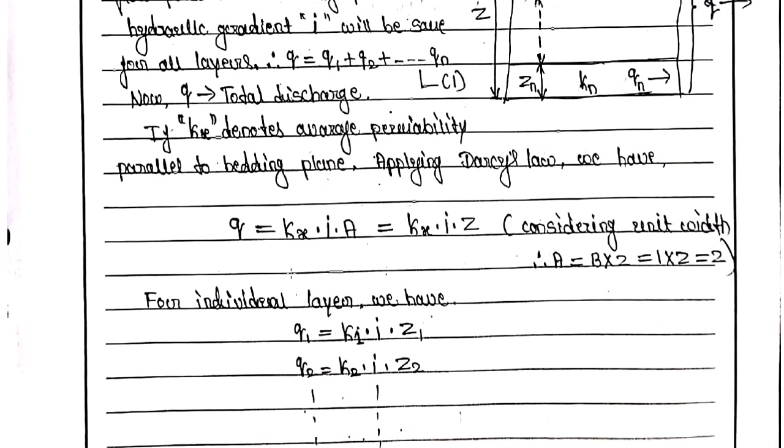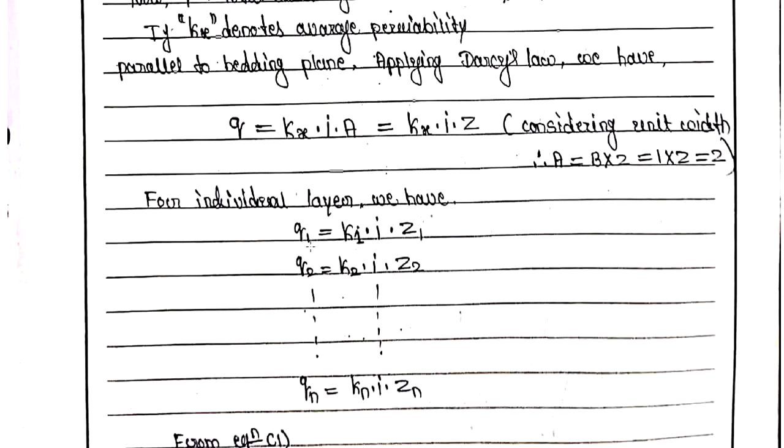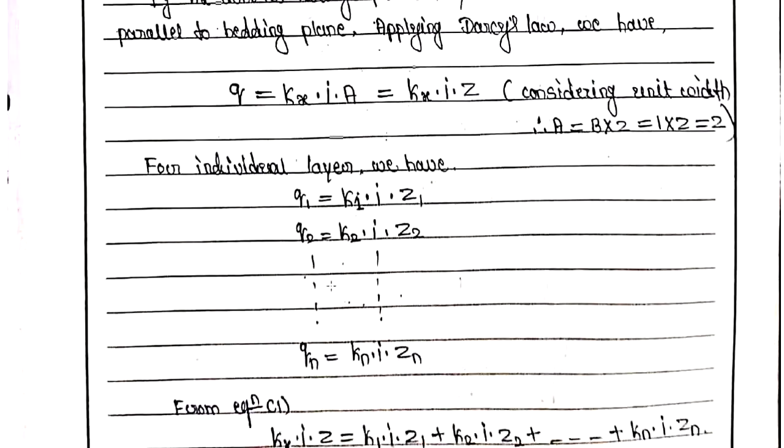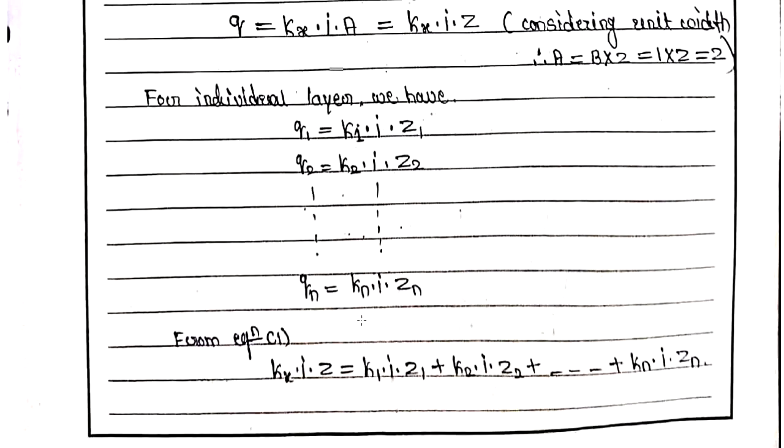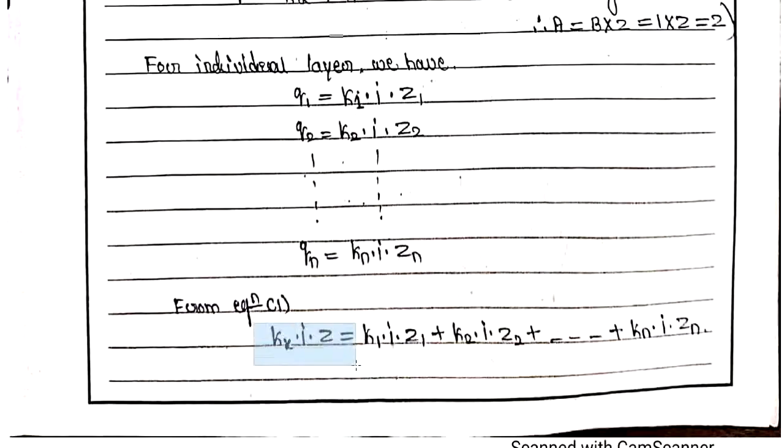Next, for individual layers, we have Q1 equal to K1 into i into Z1, Q2 equal to K2 into i into Z2. Similarly, Qn is equal to Kn into i into Zn. So the total is Kx into i into Z, which equals K1 i Z1 plus K2 i Z2 plus so on, Kn i Zn. So this is the total discharge.